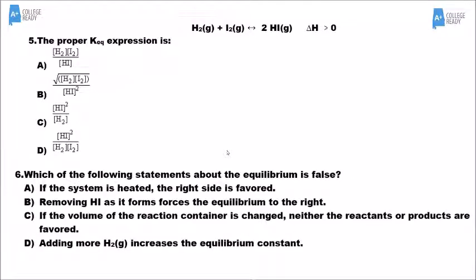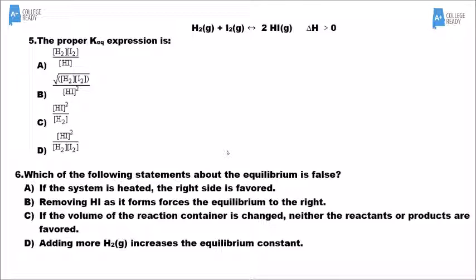Number 5 is how would you write the appropriate equilibrium expression? Well, there's 2 HIs, so it would be products over reactants, HI squared over hydrogen and iodine on the bottom. And the only one that looks like that is letter D.